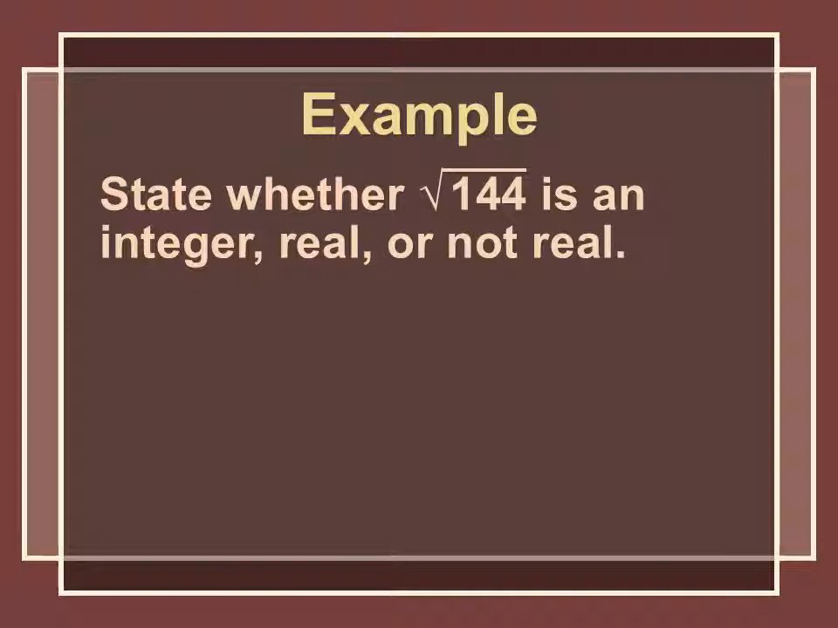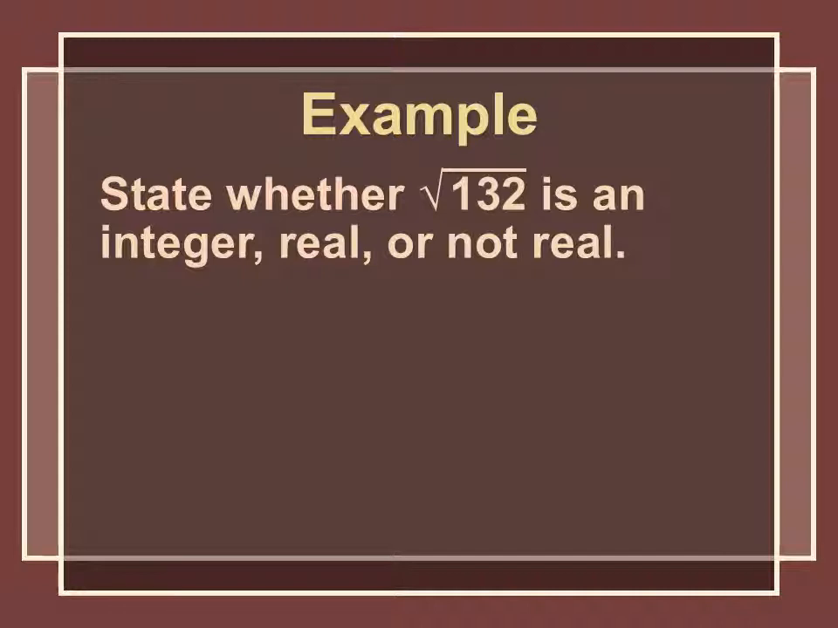We want to state whether the square root of 144 is an integer, a real number, or not real. So in order to determine if it is an integer or a real number, we know that it's not going to be not real because it's a positive number inside the square root symbol. So we just need to determine, is it an integer or is it real? So we have to decide, is there a number that we can multiply by itself to get 144? Well, that would be 12. So because there's an actual whole number that we can multiply by itself to get 144, we can say that the square root of 144 is an integer.